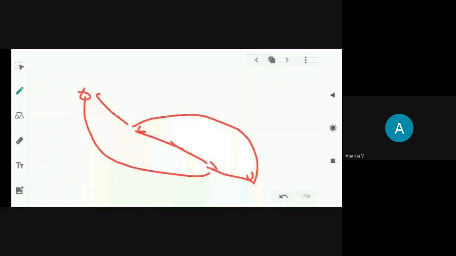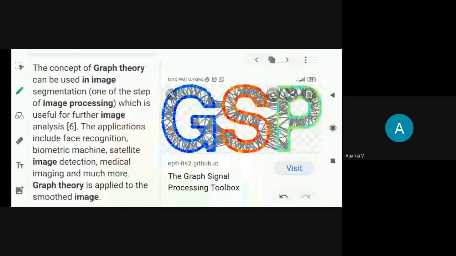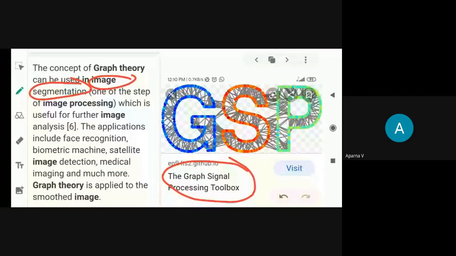Then image processing is already mentioned. Different images we have to process, and in image processing there is a stage called image segmentation. In image segmentation, we'll be using graph theoretical techniques, and that is called graph signal processing. Toolboxes are available. DSP, digital signal processing, is an area where computer scientists and electronic engineers are keenly interested.